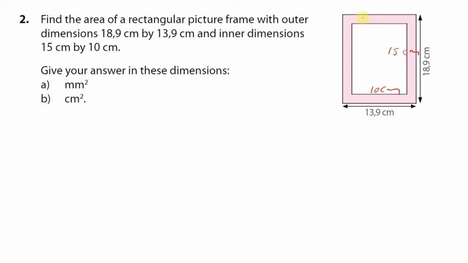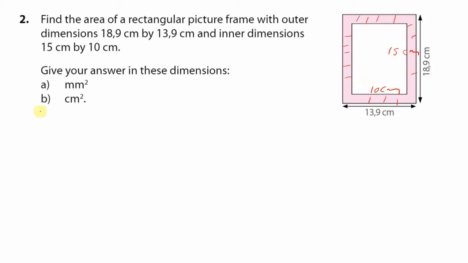So basically the frame is this portion that is shaded in purple. So we need to calculate that area. What we can do is calculate the area of the whole frame, assuming that the whole frame is shaded, and then we subtract the portion that is not shaded, the white portion. So we have to deal therefore with two rectangles.